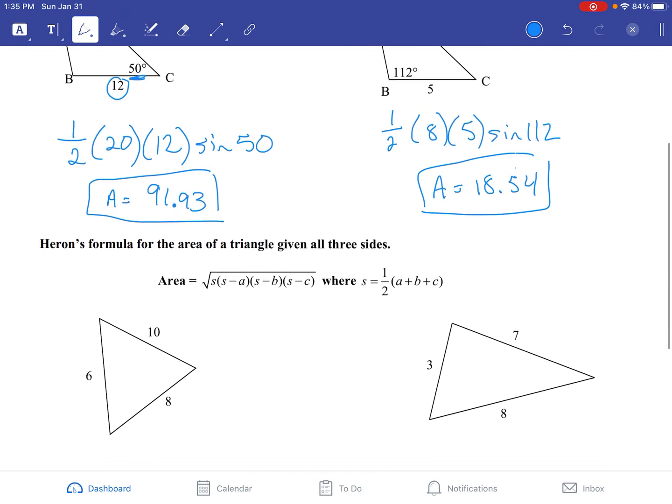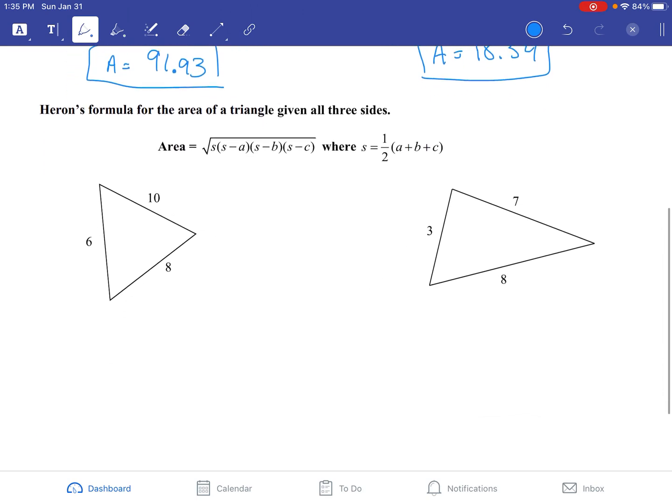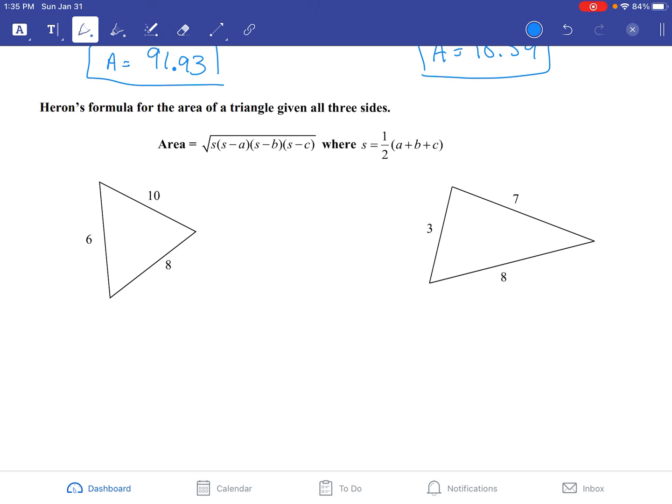We have one more. In the second case, you're given the 3 sides of a triangle. Now this particular area formula has 2 different parts. To find the area, take this S value, which we'll find out in just a second, and use it with the other 3 sides by subtracting each side from S, multiplying those 3 things together, multiplying by the S value itself, and finally taking the square root. But before you can do that, you have to find out what the S value is. This S value is 1/2 times all 3 sides added together.